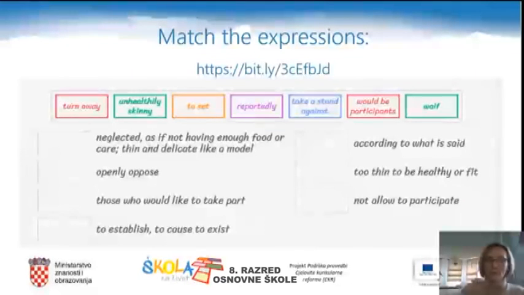Okay, after you have read the text, you can play this vocabulary game. In this vocabulary game, you have to match equivalent expressions. And if you have copied the bolded words from the previous slide, you can translate them now, or you can write the definition in English.